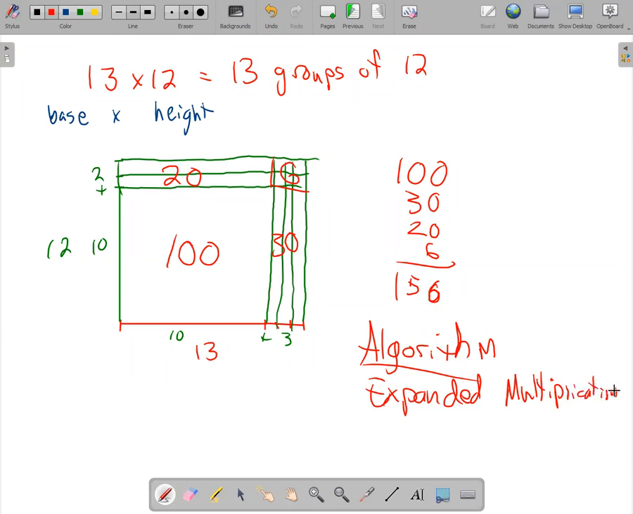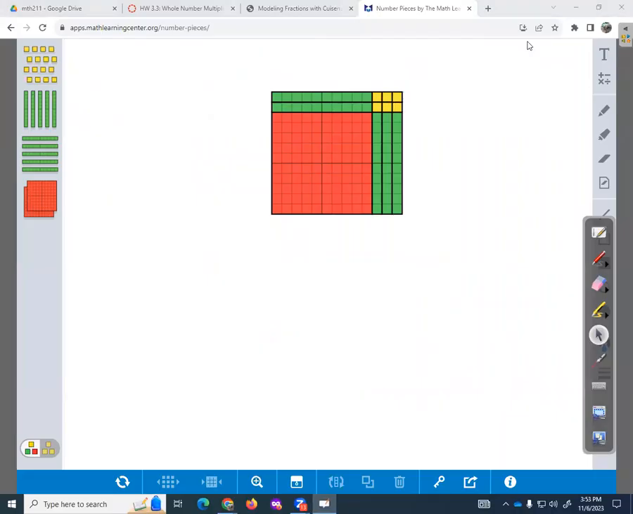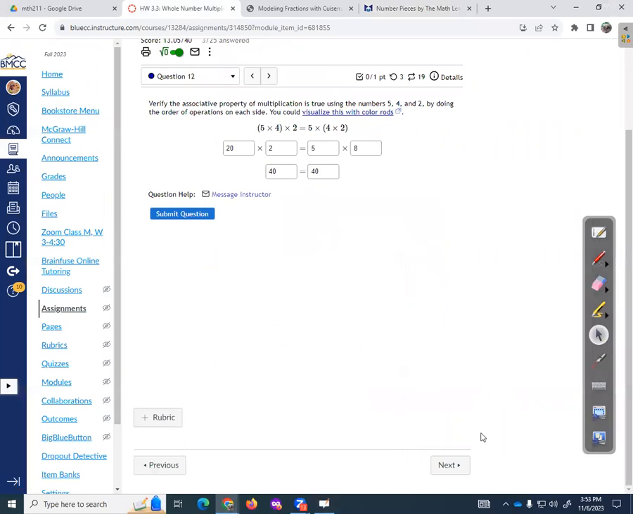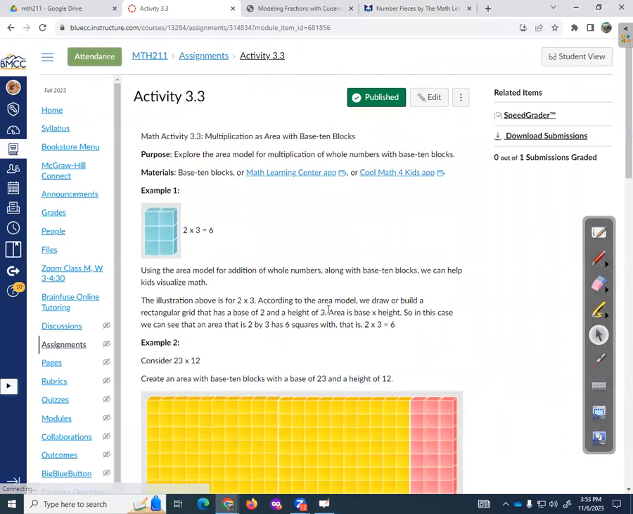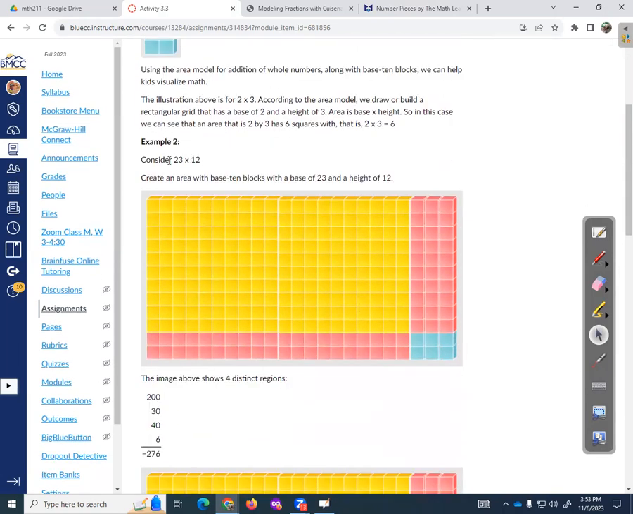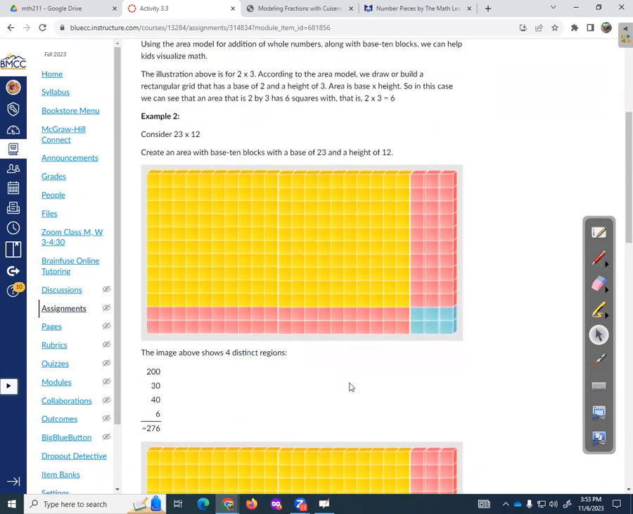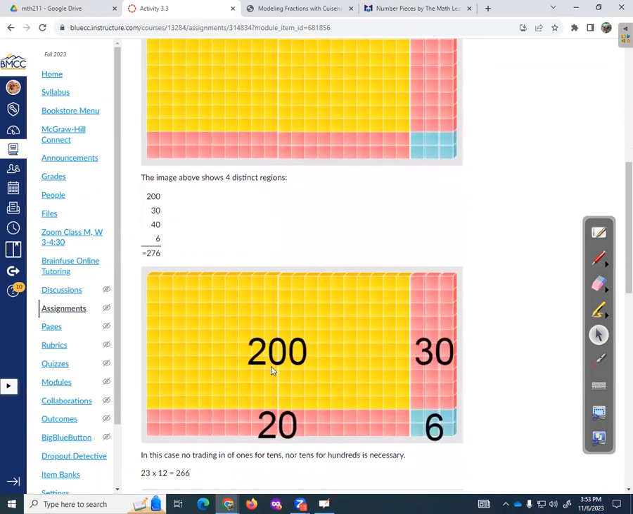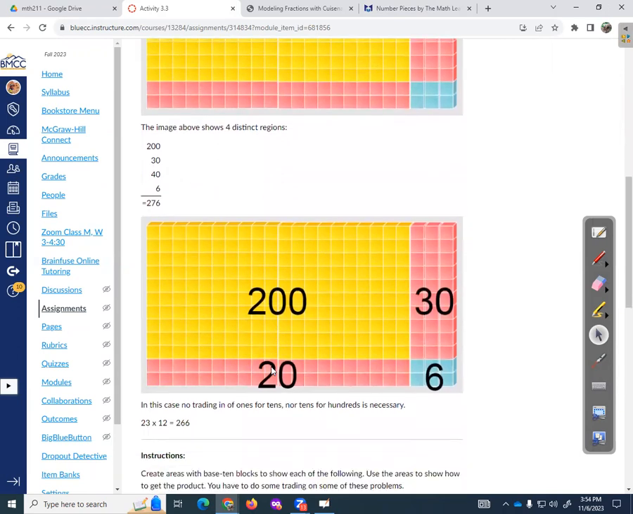All right, let's try another one of these. In particular, let's take a look at the activity and do one of those. So again, we're considering groups of, in more particular, the area model where we have a base and a height. And here I give an example of 23 by 12. And from that, I can see the yellow region is 200. And then I have a group of 30 and a group of 40. And so down here, I'm illustrating those out, and finally a group of 6. And putting it all together, there's 276 individual items in this area.